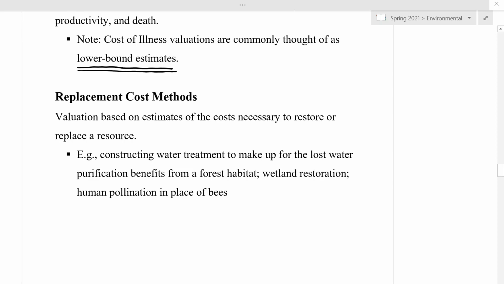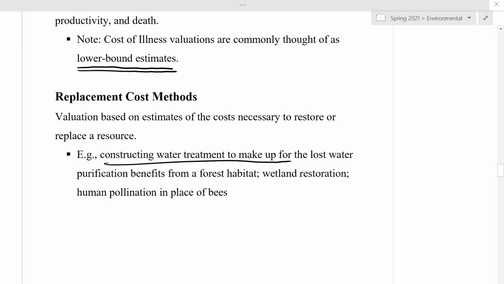So if you, for example, cut down a stand of trees in a forest, you could measure the cost of replacing that forest, including all the time that it would be needed for it to build back up.